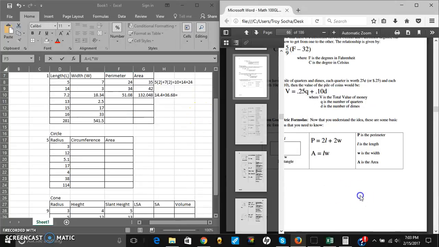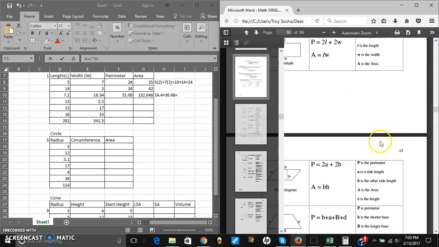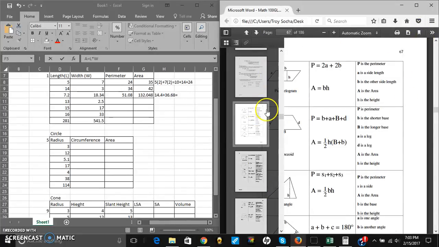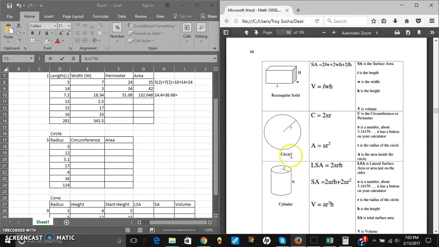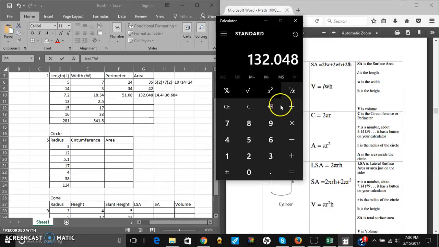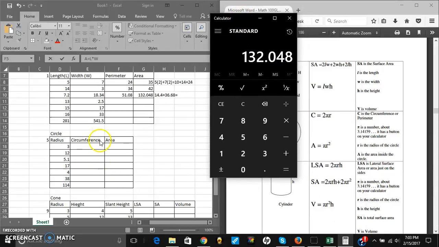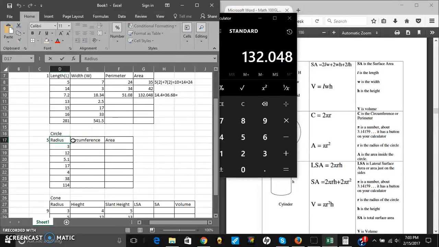Now for the circle, we're going to find where it's got the circle formulas. Right here. So this is a circle. We know our equation is going to be 2 pi r for circumference. So circumference is C, radius is r. That's going to be important. Radius is r, circumference is C, and area is A.